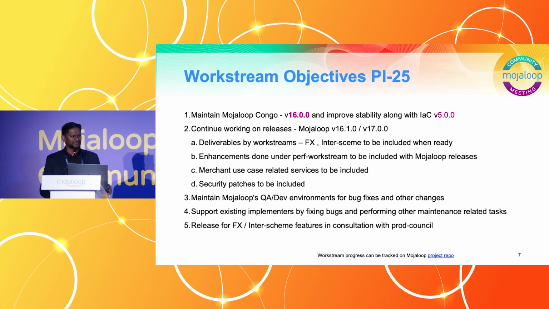Along with that, the other primary objective is to work with other work streams who are developing features like foreign exchange or ISO 20022, to get these features and absorb them into the Mojaloop releases when they're of release quality. Go through the checklist, help make sure that the quality standards are met, the security issues are addressed, and they are merged into main branches, and then finally released to the community.